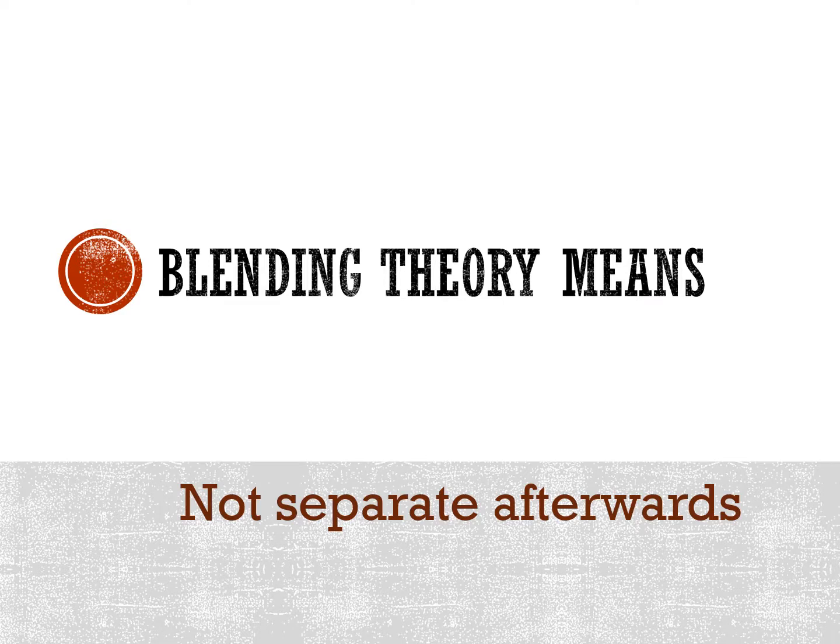The idea of blending theory is that the blue flower, after mating and reproducing with a yellow flower, will give a green flower, just like mixing color. This green flower cannot reproduce next time and give back the blue or yellow flower. So it is just like mixing color. It cannot separate afterwards.